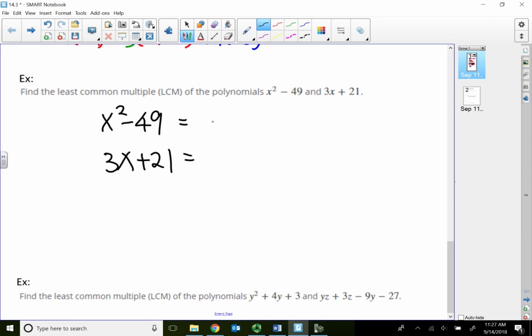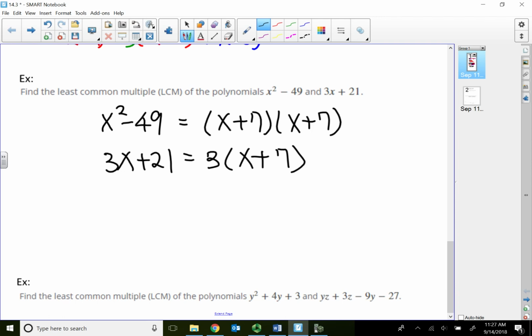x squared minus 49 is a difference of squares, so that's x plus 7 times x plus 7. For 3x plus 21, the only thing I can do here is factor out the greatest common factor, which is 3. So what's left is x plus 7. So for my least common multiple, let's see. Did you see this x plus 7 repeated between the two polynomials? So we count that one time.